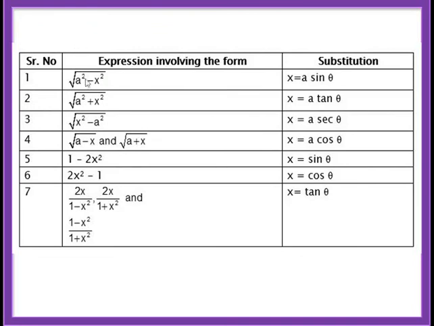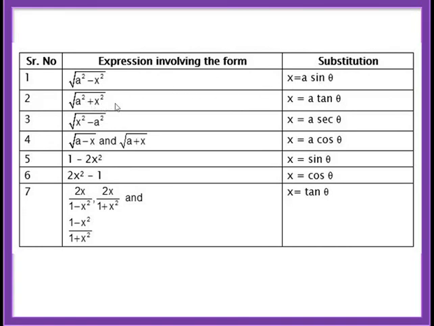Consider root a square minus x square. Substitution is x equal to a sin theta, or you may go for a cos theta also, but generally we go for sin, tan and sec instead of cos, cot and cosec. Now what is the use? This becomes root a square minus a square sin square theta. Take a square common to get 1 minus sin square, which is cos square. And what is root of cos square? It is cos. So to get rid of this radical sign, this substitution will help.